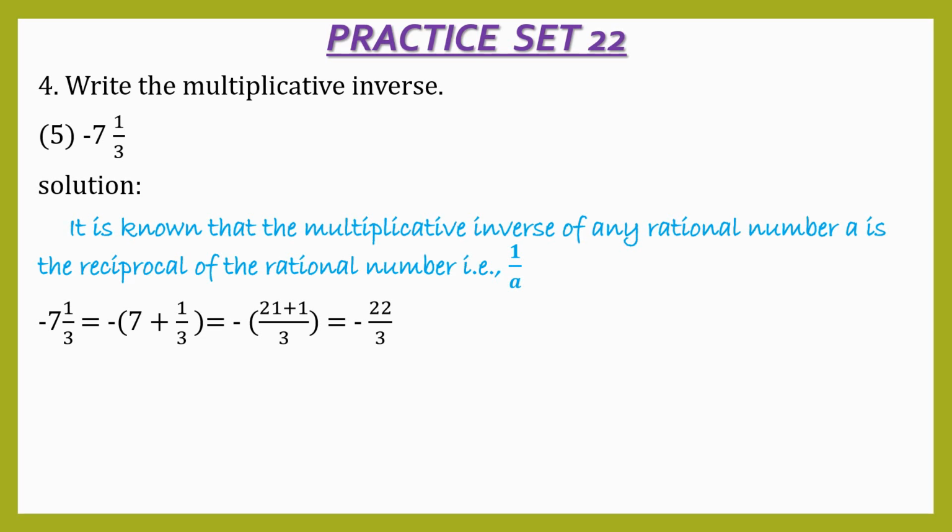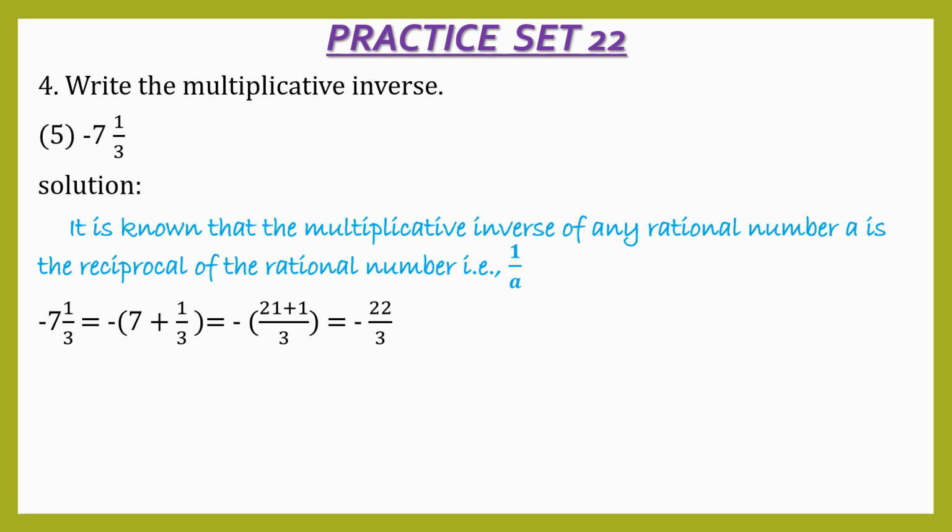So now we have a mixed fraction number, that is minus 7 of 1 upon 3. So first we are going to convert this into an improper fraction, that is, minus sign we are going to take out and we are going to convert it into an improper fraction. So it will be 7 plus 1 upon 3, which is equal to minus 21 plus 1 upon 3, which will be equal to minus 22 upon 3.